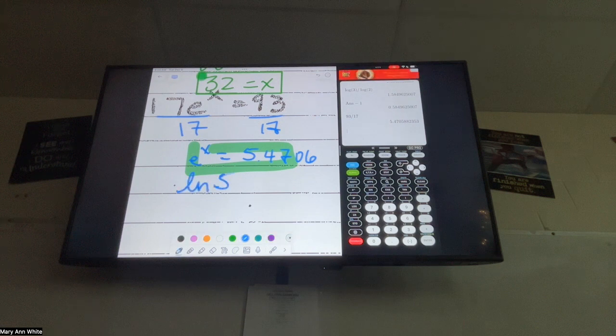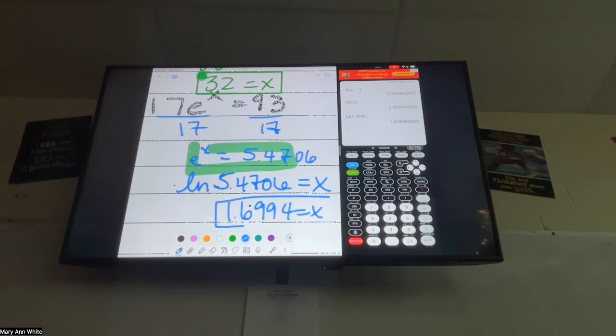ln of 5.4706 equals x. Now, if you write log base e, that's okay. It's just redundant, right? And I like thinking immediately when I have log base e going directly to ln, because that's a button I can easily press on my calculator. ln of 5.4706. And I get 1.6994 equals x.